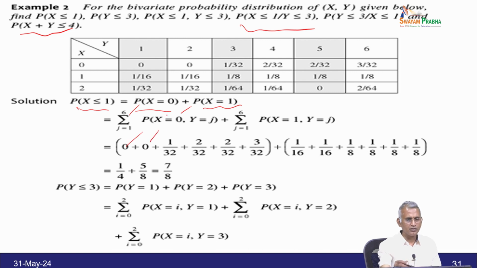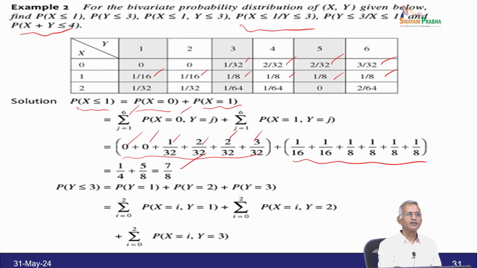(0,2) from the table is 0, (0,3) is 1 by 32, (0,4) is 2 by 32, (0,5) is 2 by 32, (0,6) is 3 by 32. Simply add them. Similarly, the probability of x equal to 1 and y equal to j, where j varies from 1 to 6: (1,1), (1,2), (1,3), (1,4), (1,5), (1,6). Therefore, 1 by 16, 1 by 16, 1 by 8, 1 by 8, 1 by 8, 1 by 8. So, simply add them. We have 1 by 4 plus 5 by 8 equal to 7 by 8.